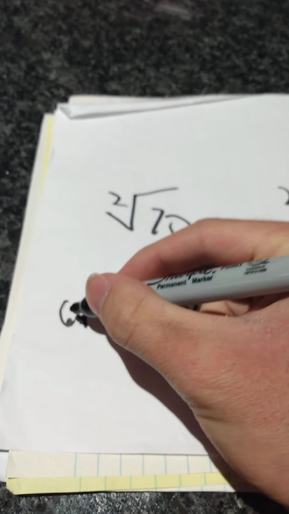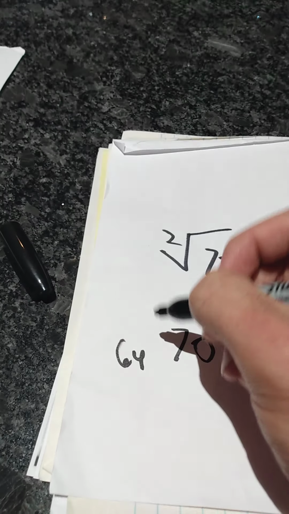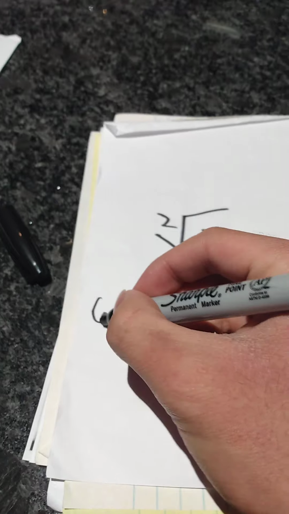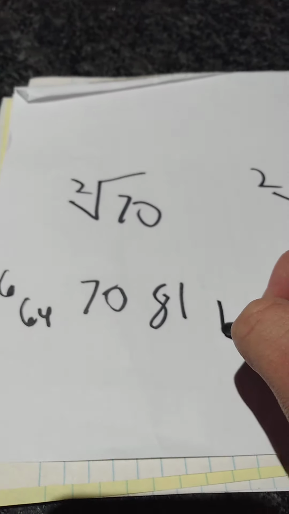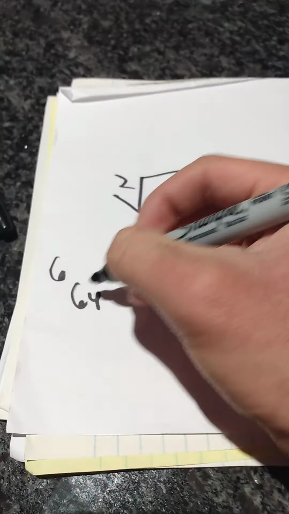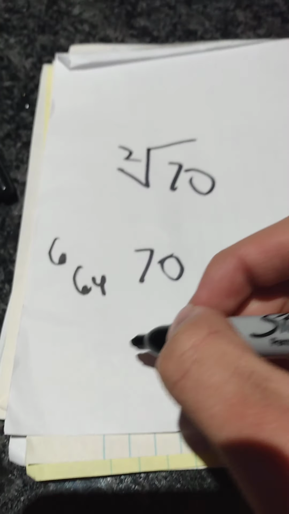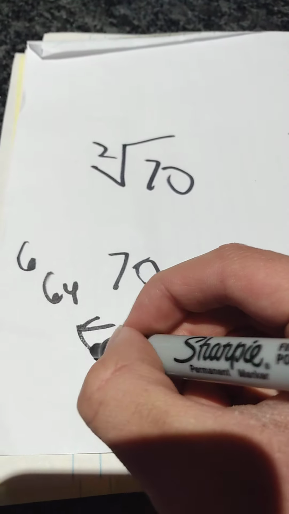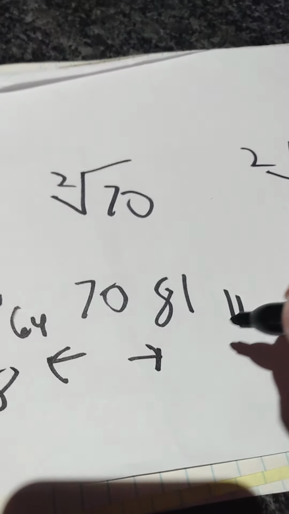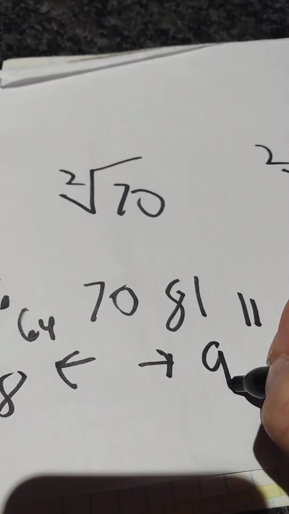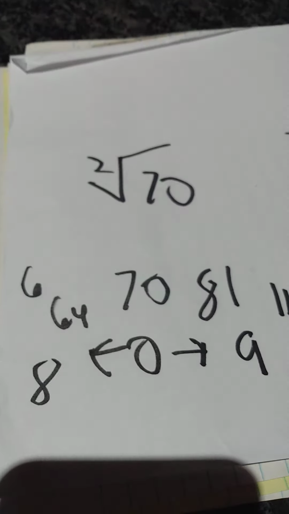The difference between 64 and 70 is just 6. And the difference between 70 and 81 is 11. So 64 is going to be closer. Do you think the decimal is going to be towards 8, or towards 9, or is it in the middle?